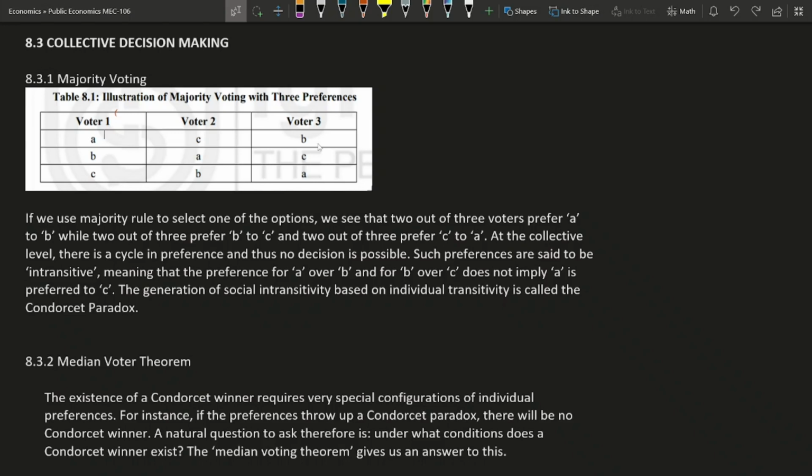Hello guys, welcome to the course series Public Economics, and this is Unit 8, Public Choice Theory. We will see the collective decision making, how it works.